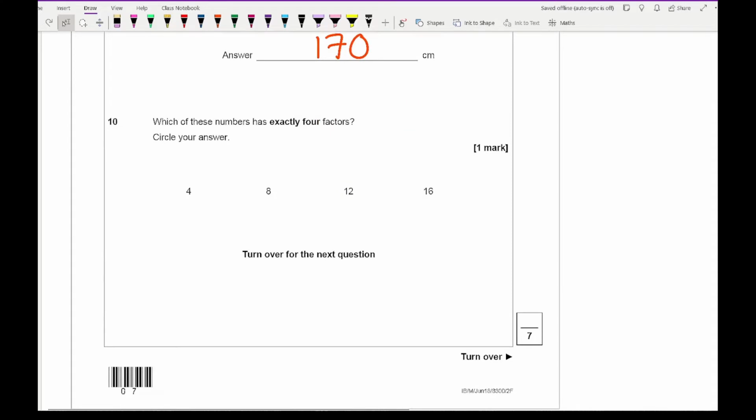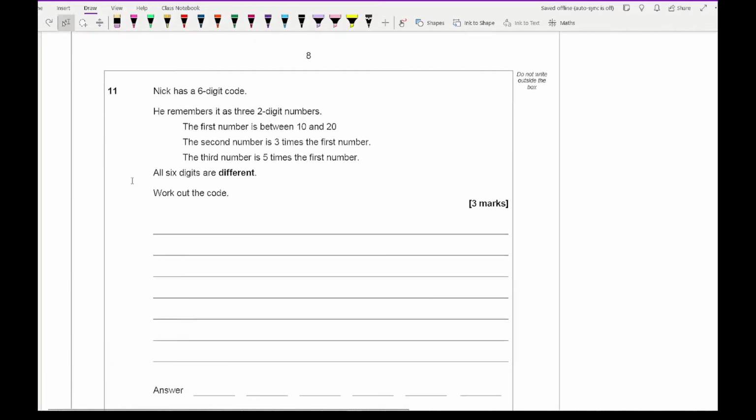Then moving on to question 10, it says which of these numbers has exactly 4 factors? Circle your answer. And the correct answer, well, for 4 we've got 1, 2 and 4. For 8 we've got 1, 2, 4 and 8. Well, there we go, we've got our first answer in our second attempt.